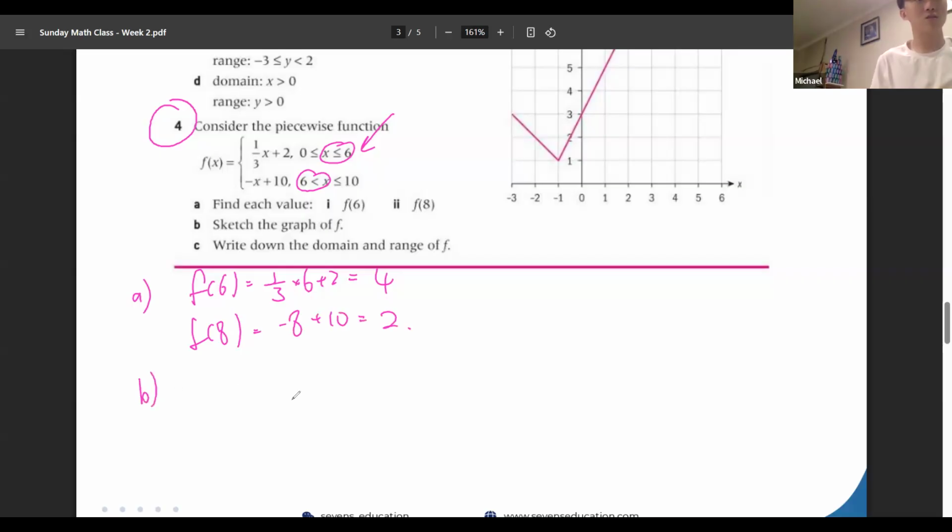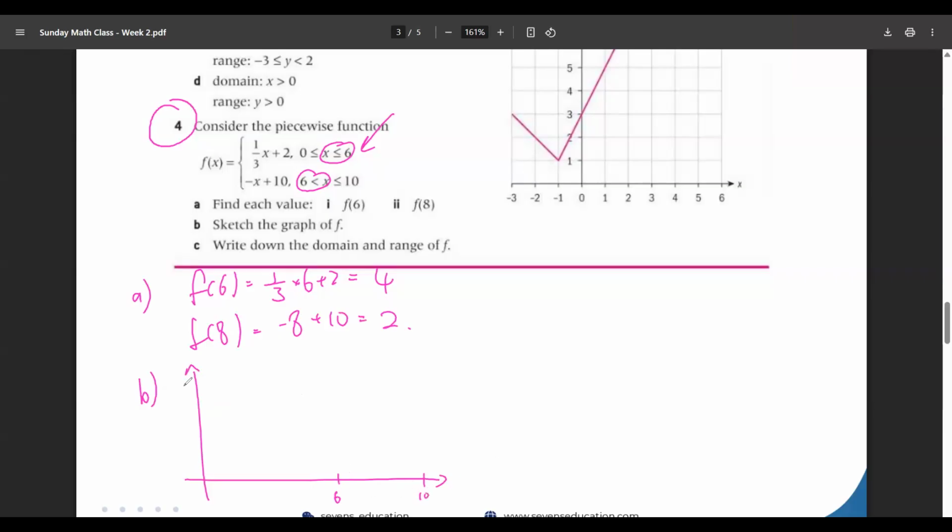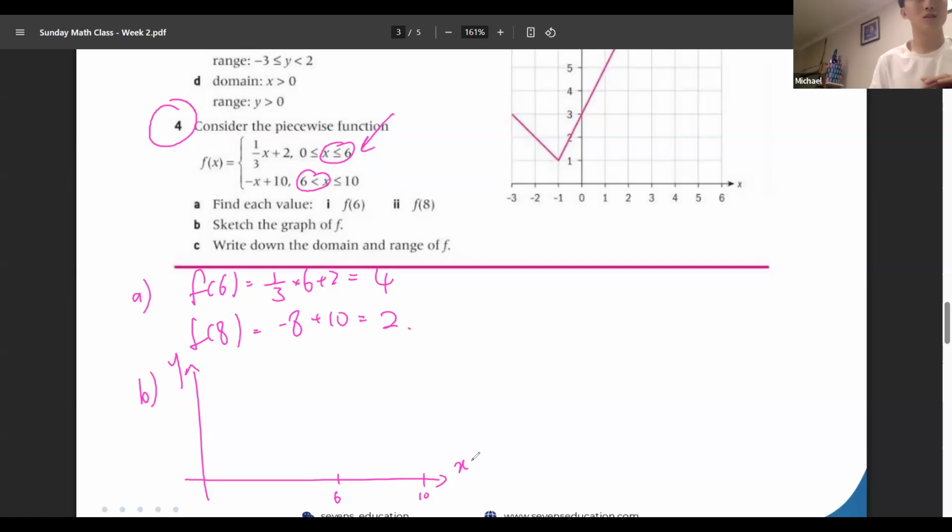Then question B, sketch the graph. Okay, it's from 0 to 6, then 6 to 10. So do 0 to 6 first. You get what the question is asking? Find the value of f of 6. No. Part B now. Part A, we're already done. Oh, right. Sketch the graph of f.